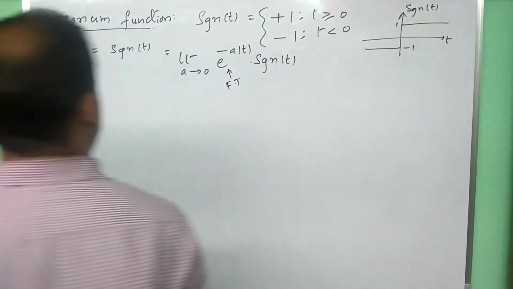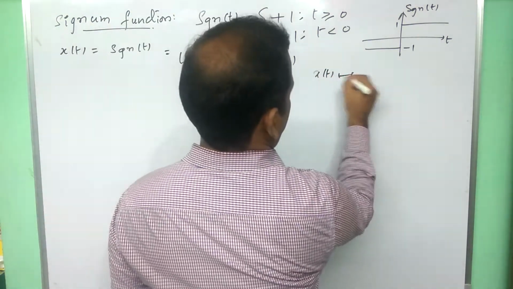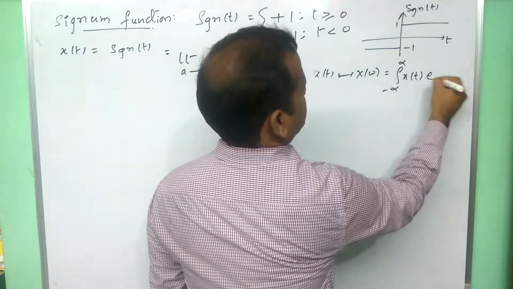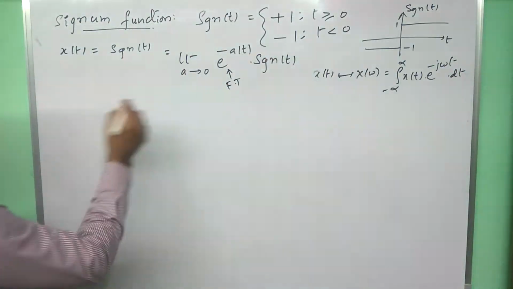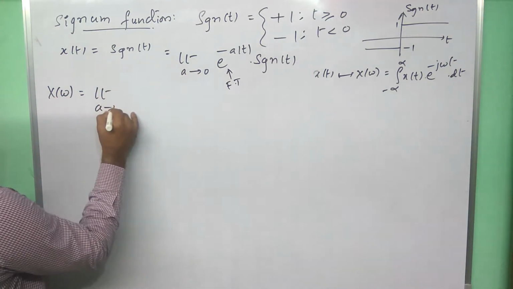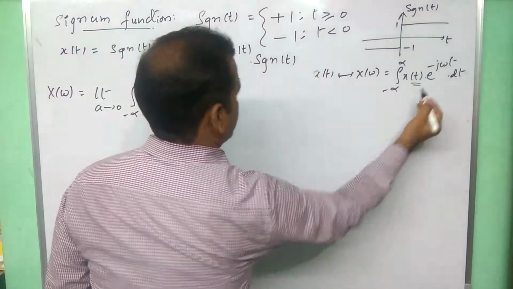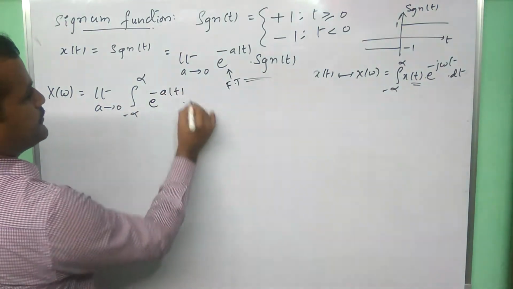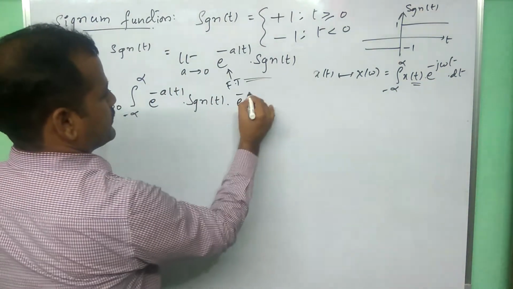Fine, let us solve the Fourier transform of this expression. The Fourier transform formula for any signal is X of omega equals the integral from minus infinity to plus infinity of x of t multiplied by e power minus j omega t dt. So X of omega equals limit a tending to 0 of the integral from minus infinity to plus infinity, replacing x of t with this expression: e to the power of minus a mod t, signum function of t, and e power minus j omega t.